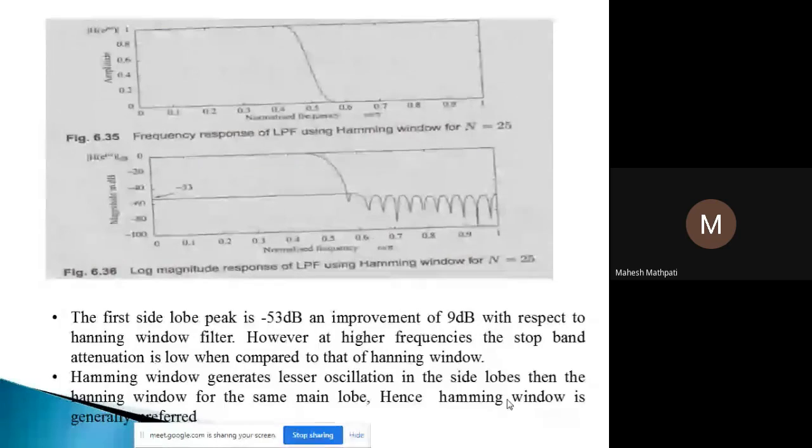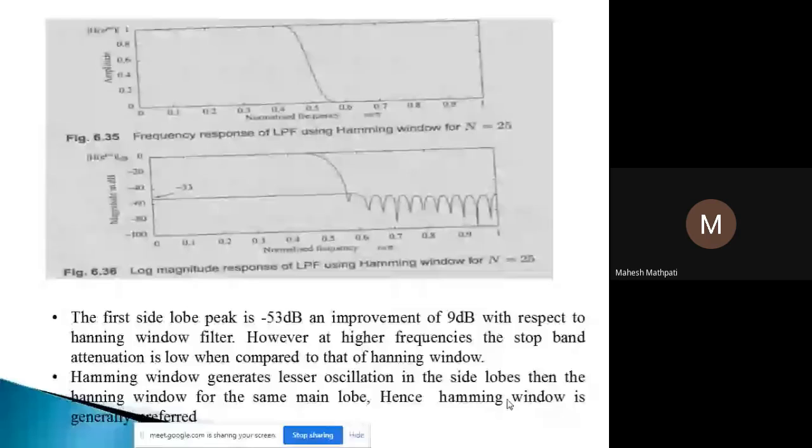Have you finished? Yes, sir. Okay, what difference you are observing here is the peak of minus 53 dB, an improvement of 9 dB with respect to the Hamming window filter. However, at higher frequencies, the stop band attenuation is low when compared to that of the Hamming window. And lastly, we can write that this window generates lesser oscillation in side lobes than the Hamming window for the same main lobe.